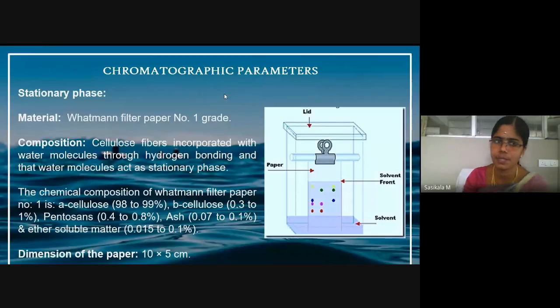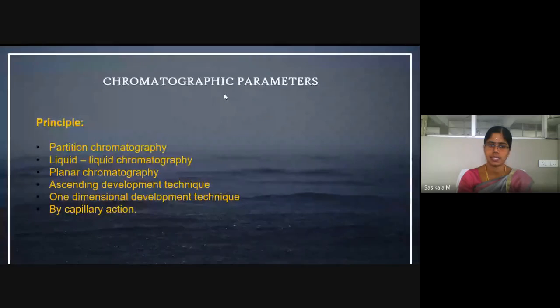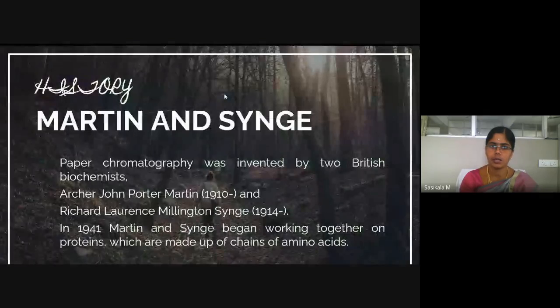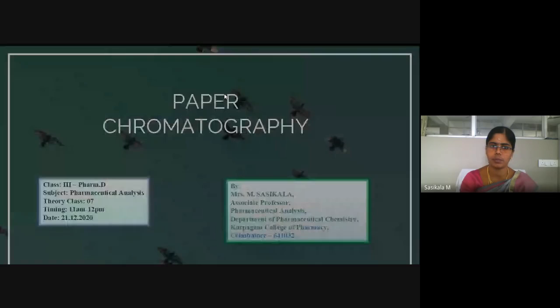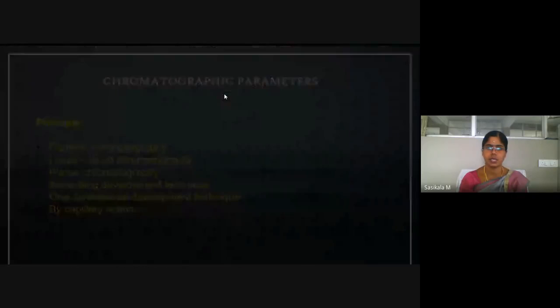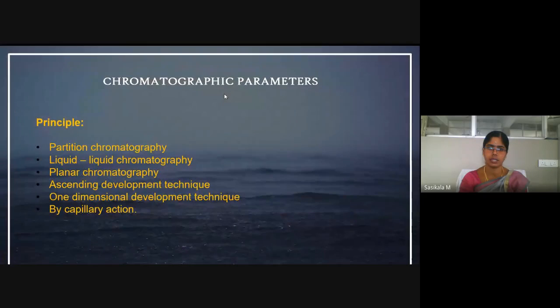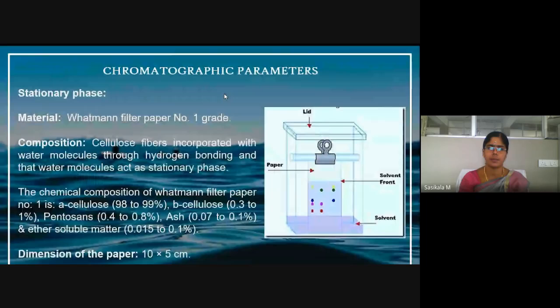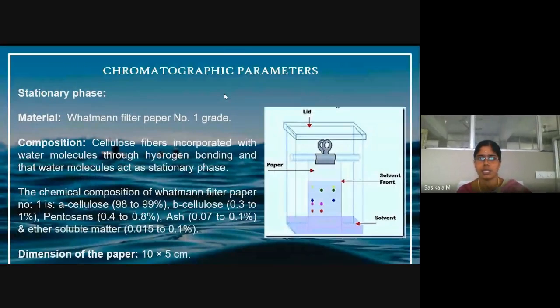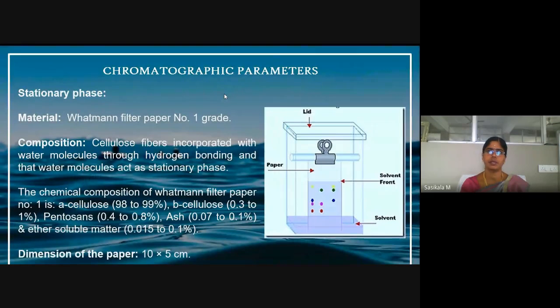So the second parameter is the stationary phase used for paper chromatography. First we have seen the principle, and we have come across the history of paper chromatography. So under paper chromatography we have discussed the history and principle behind the technique. Now we are seeing the stationary phase used for paper chromatography. The material used is Whatman filter paper of number 1 grade.